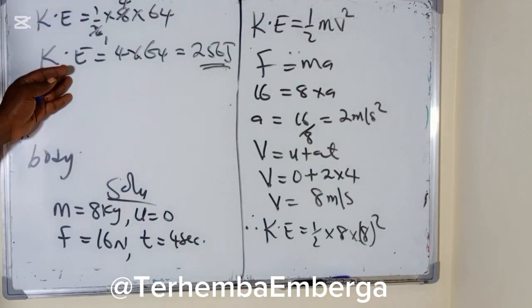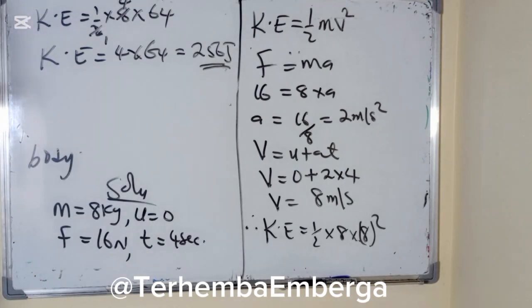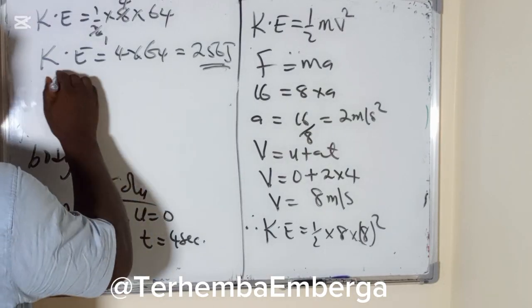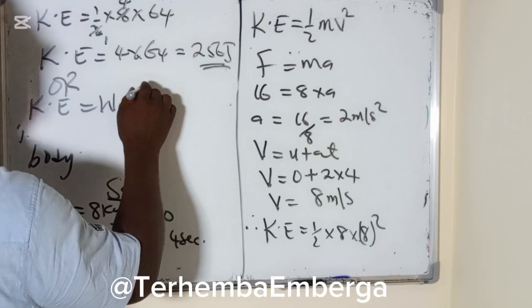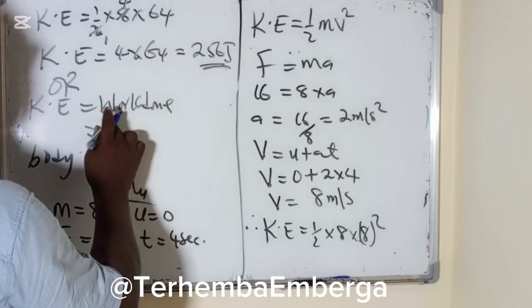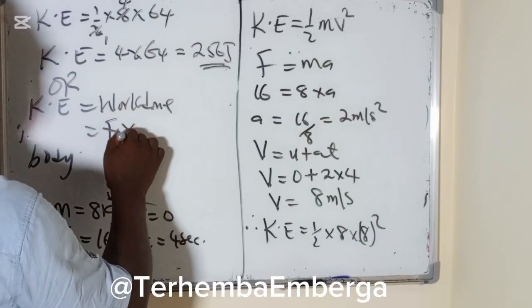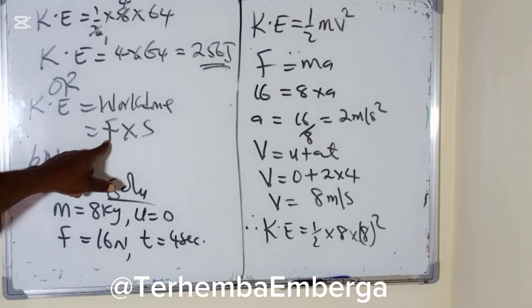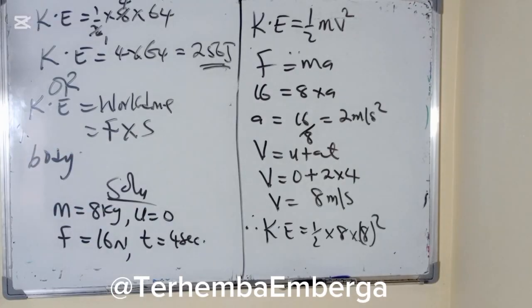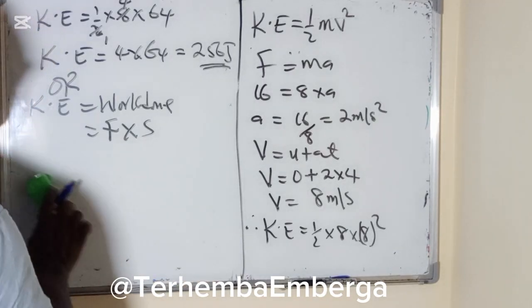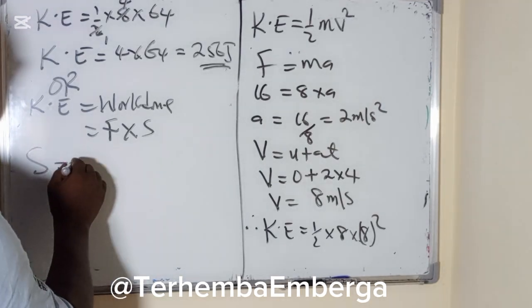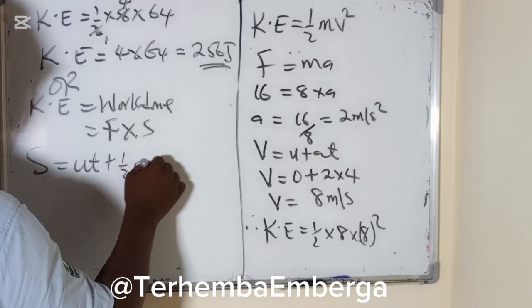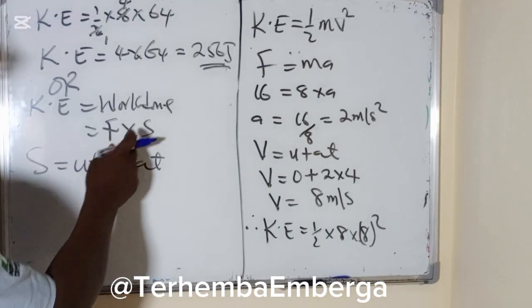Alternatively, kinetic energy is equal to work done. We can say that kinetic energy is equal to work done, which is equal to force times distance. But in this case, we don't know what the distance is. So we can use the equation of motion, s is equal to ut plus half at squared, to calculate the distance.